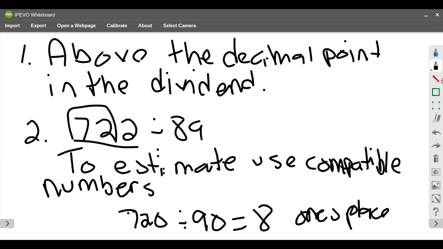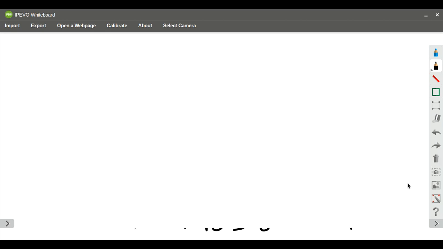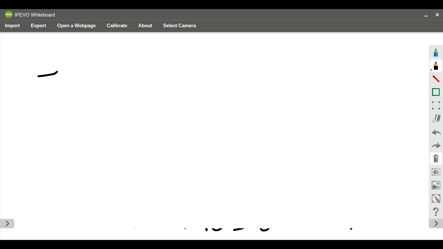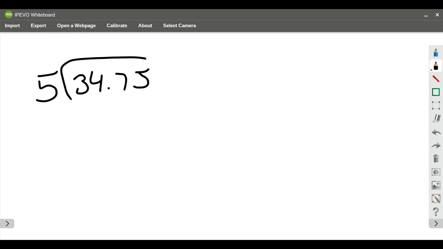All right, let's go ahead and get some practice in. So the first one that we're going to take a look at is number 3. So I have 5 divided into 34.75. So the first thing I'm going to do is take the decimal and bring it straight up. And then I'm not going to worry about the decimal anymore. So 5 is going to go into 35.